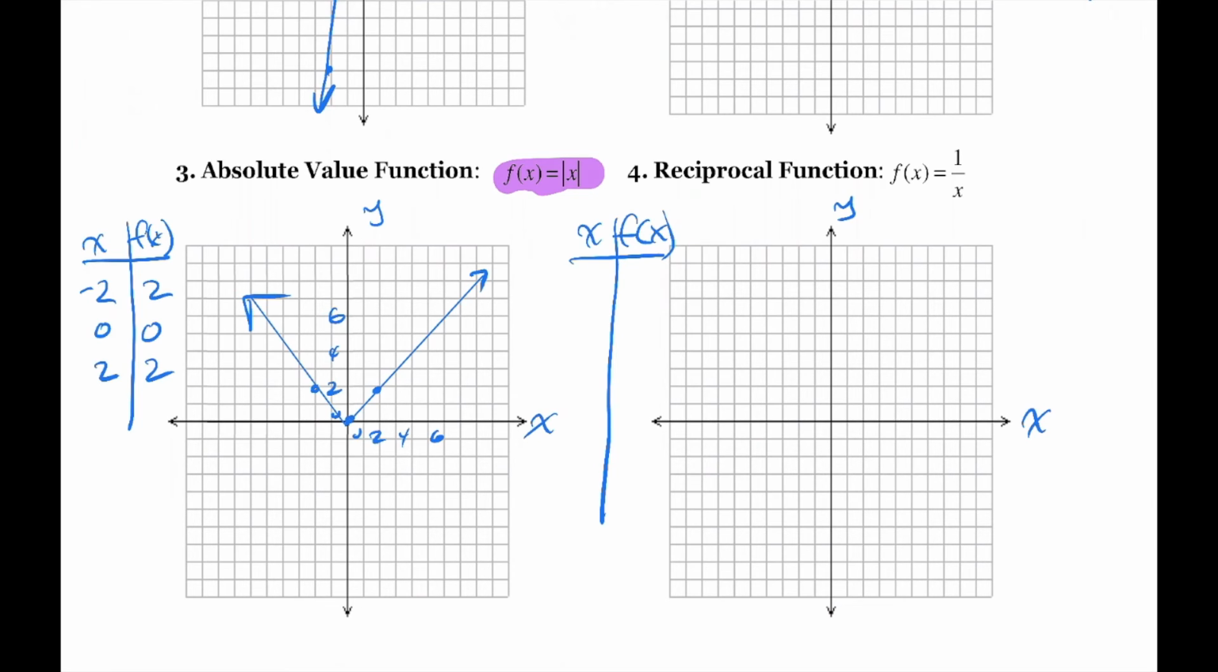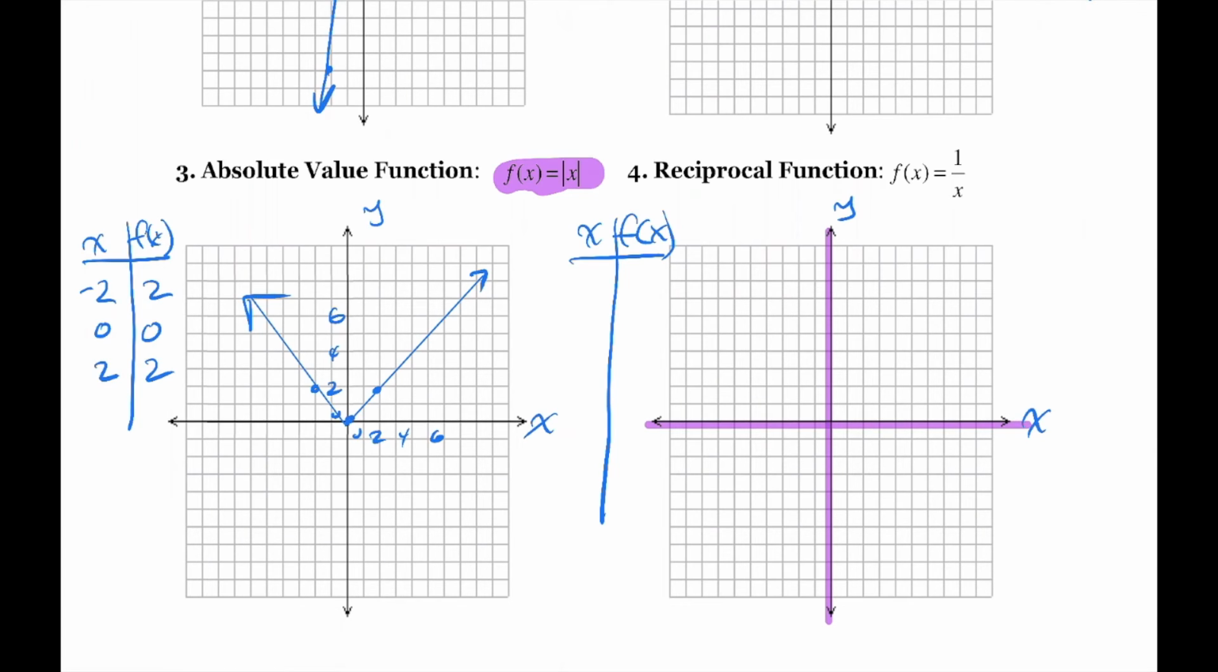So whenever I graph the reciprocal function, I always want to put in the asymptotes. Oops, that's a little bit too thick. Make that a little bit smaller. I always want to put in the asymptotes, because it's going to help me draw those curves. Because remember, with the reciprocal function, our curves are going to get closer and closer to our asymptotes, but never touch them.